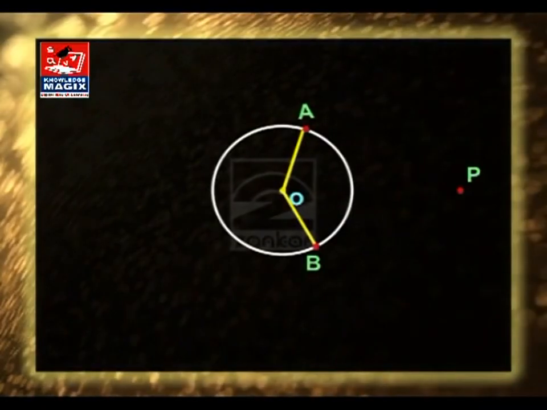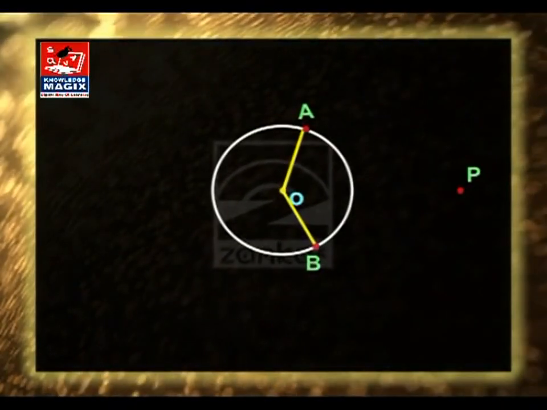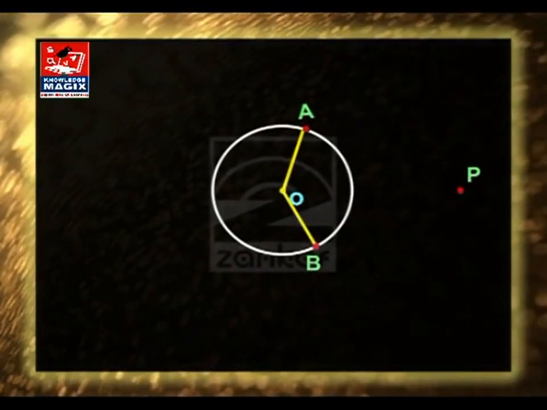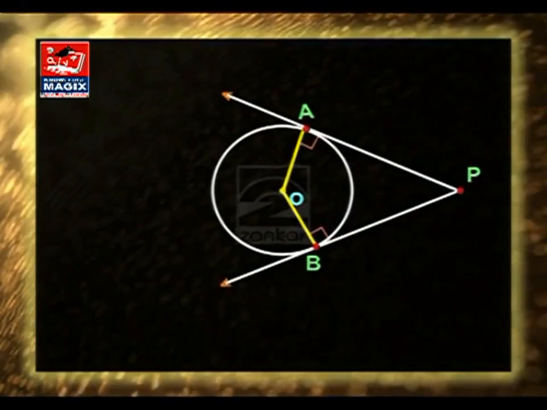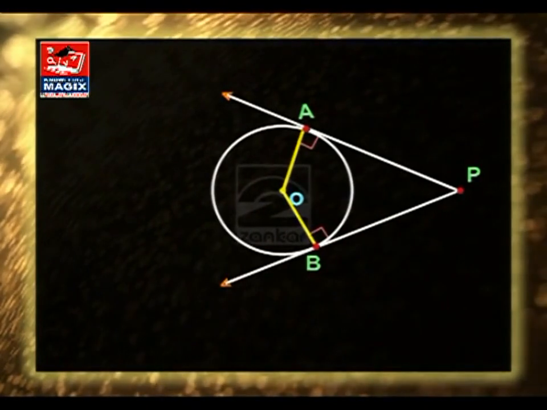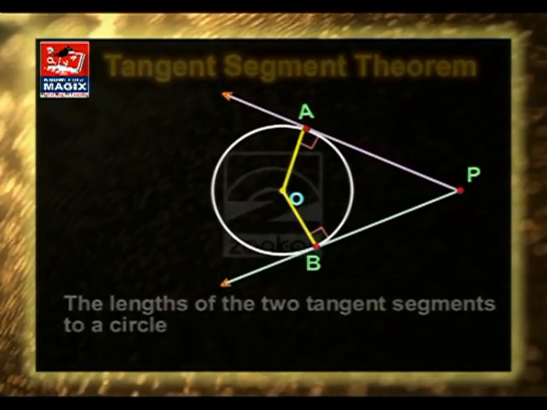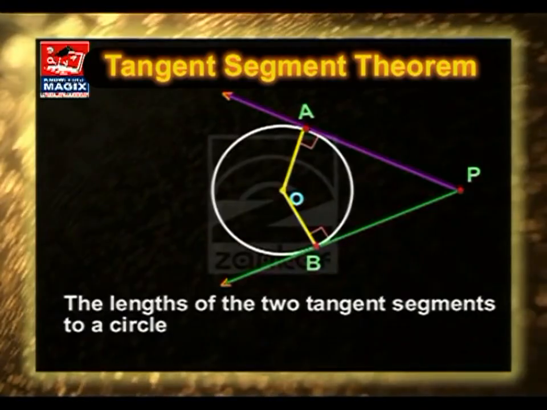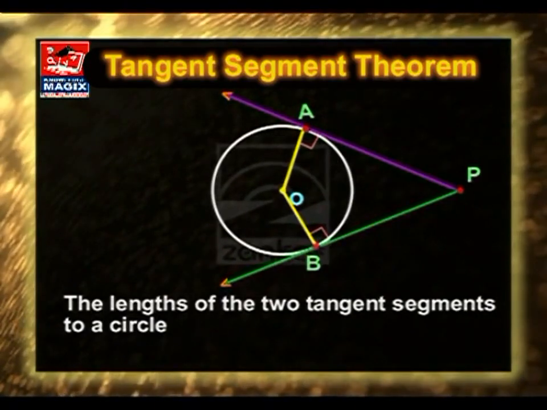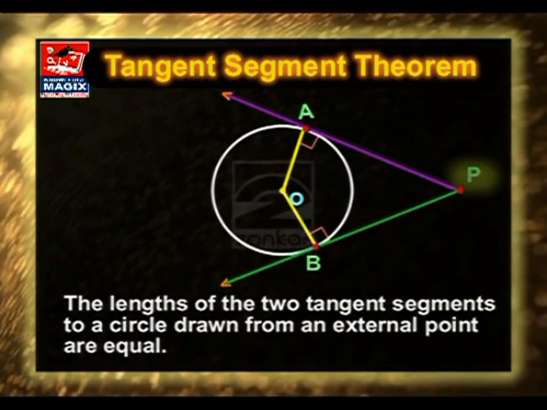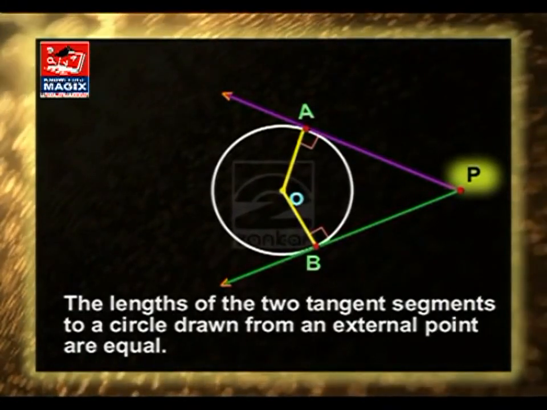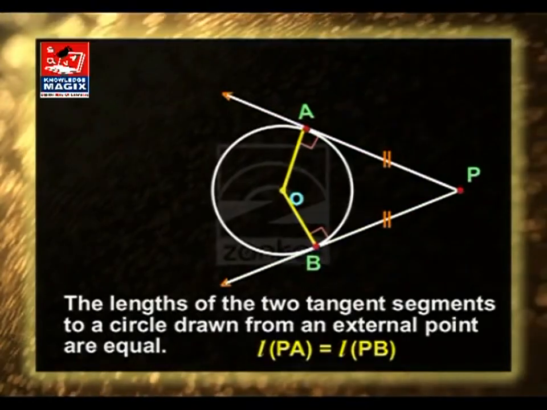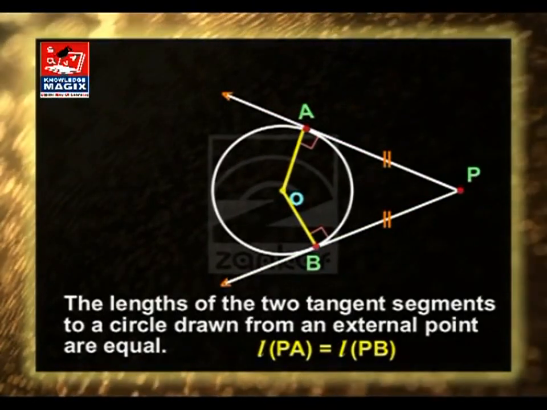But instead of a point on the circle, if you draw a point in the exterior of the circle, then two tangents pass through an external point of the circle. And the lengths of the two tangent segments to a circle drawn from an external point are equal. So here, length PA is equal to length PB.